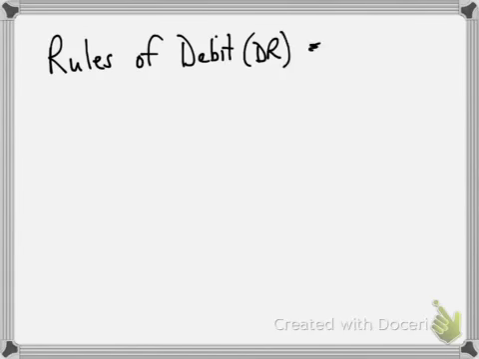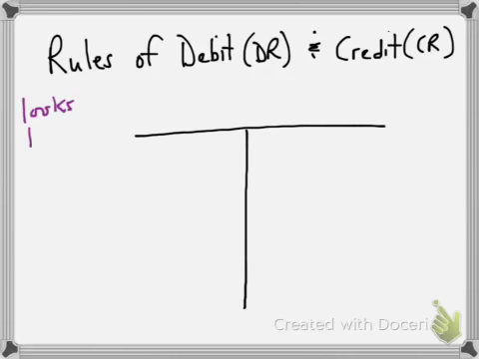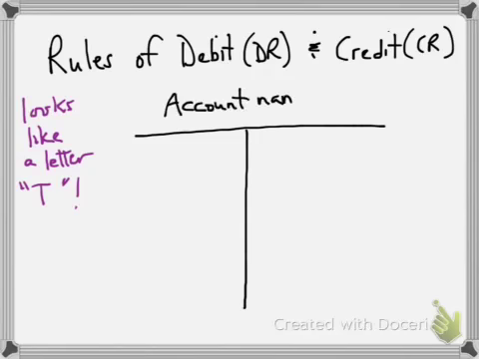All right, the rules of debit and credit. Debits and credits are the way accountants will record increases and decreases to various accounts. One of the analytical tools that accountants use is known as a T account. Notice how it looks like a letter T. At the top of each T account, you place the account name.